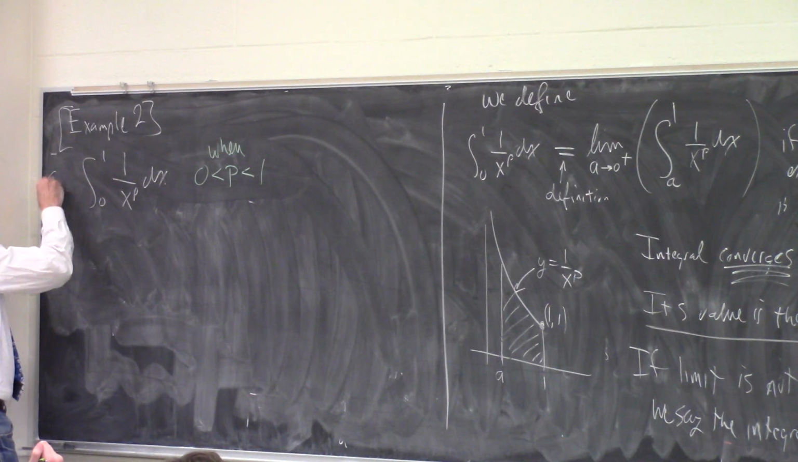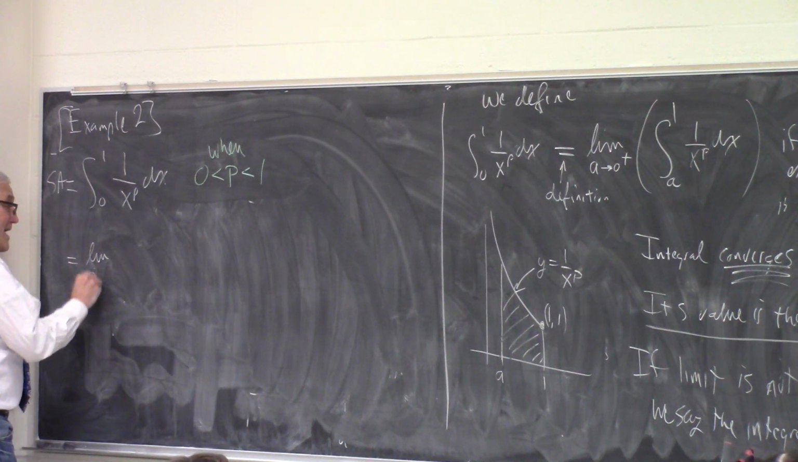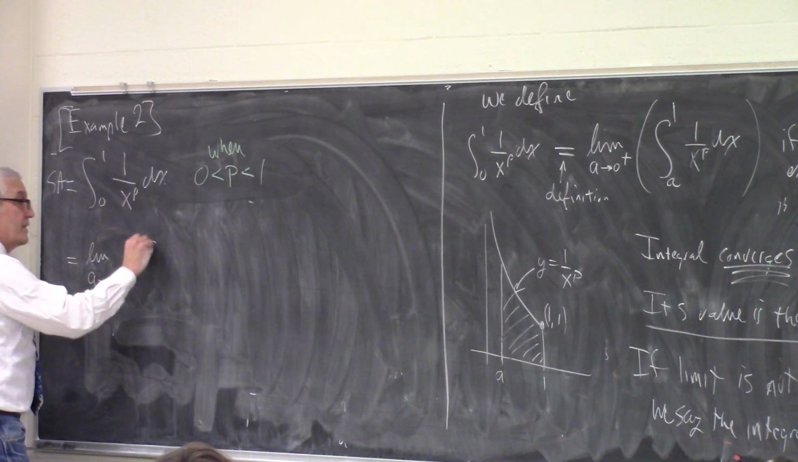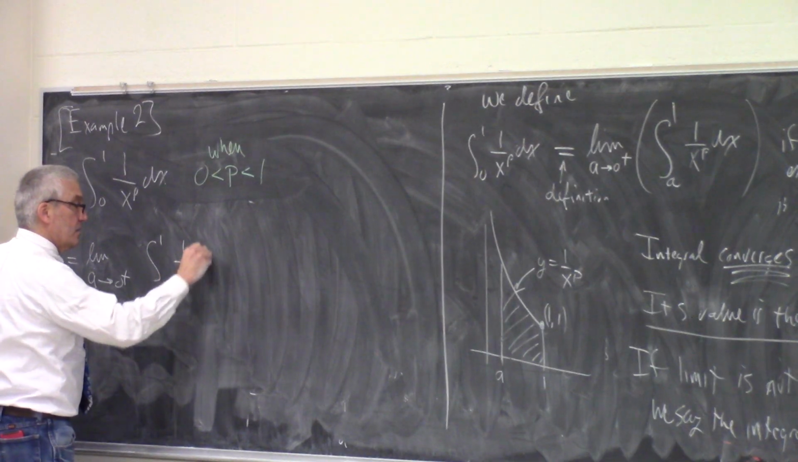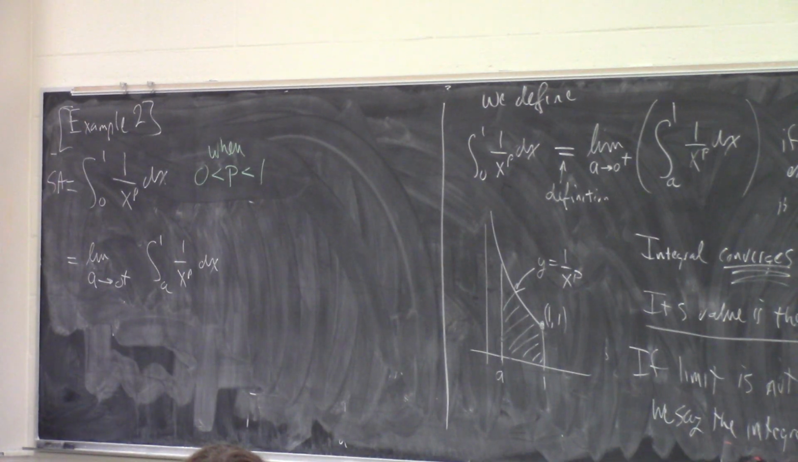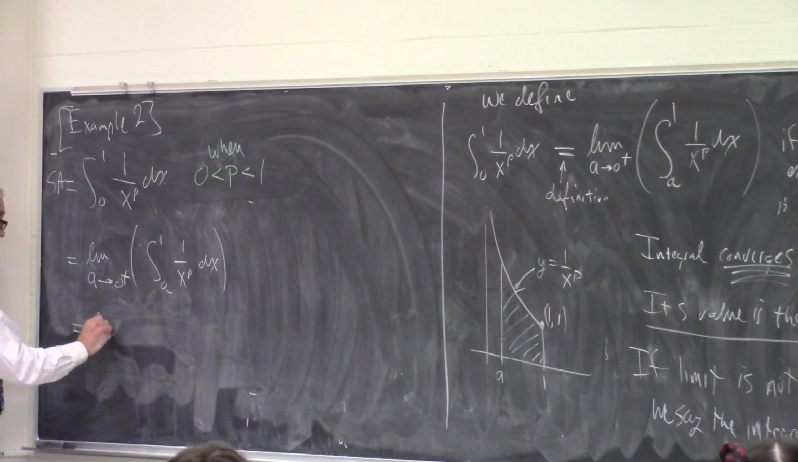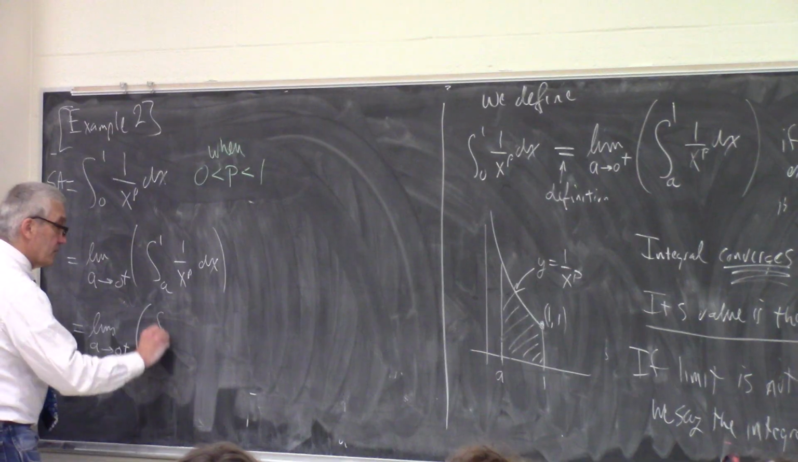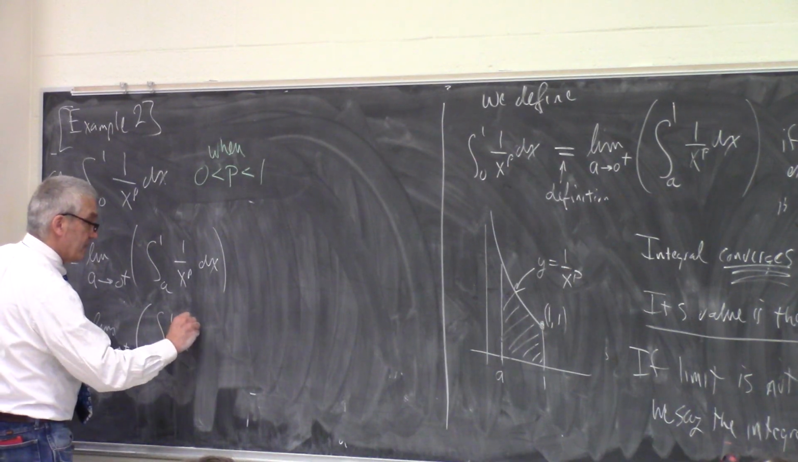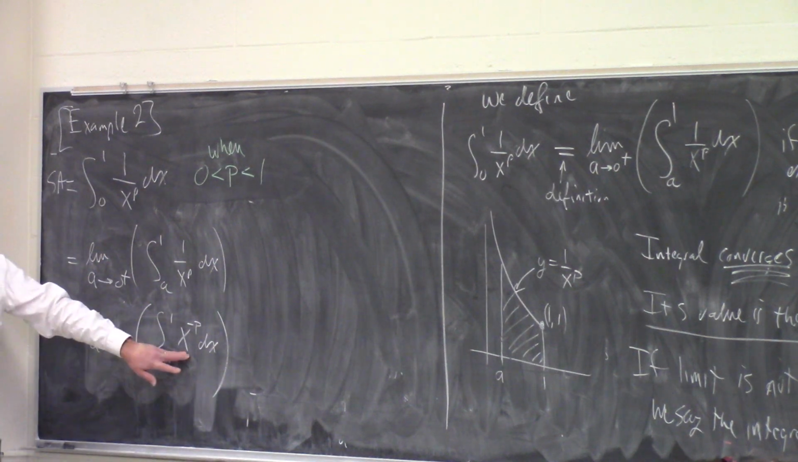So let's call this the signed area. And so that's going to be the limit as a goes to 0 from the right of the integral from a to 1 of 1 over x to the p. Now, for the purpose of integrating, we want to turn this into something that looks like a power function. So this is going to be the limit as a goes to 0 from the right of the integral from a to 1 of x to the minus p. All right, so we have a power function.